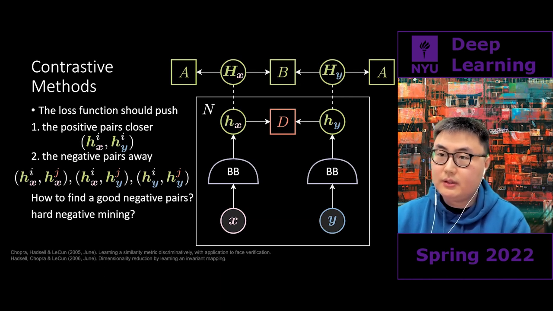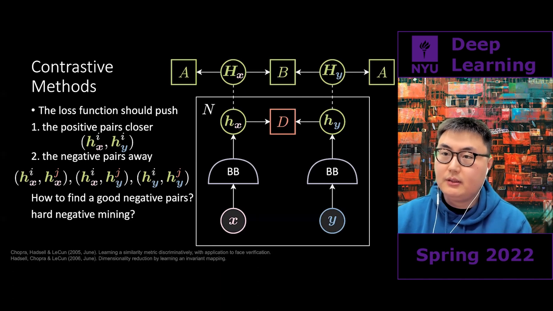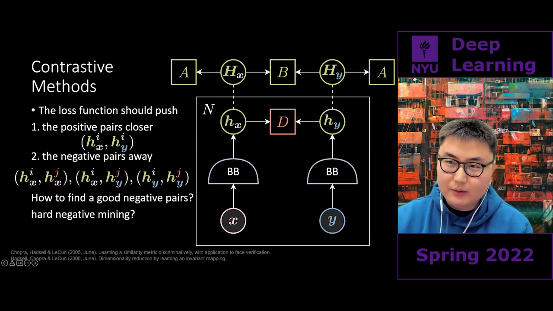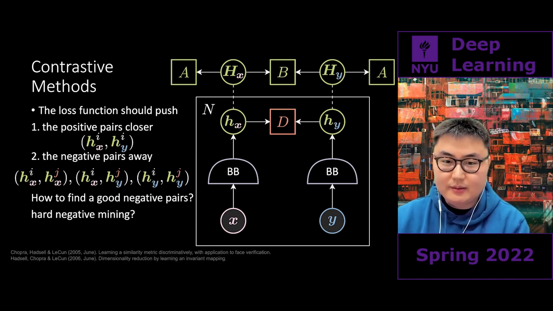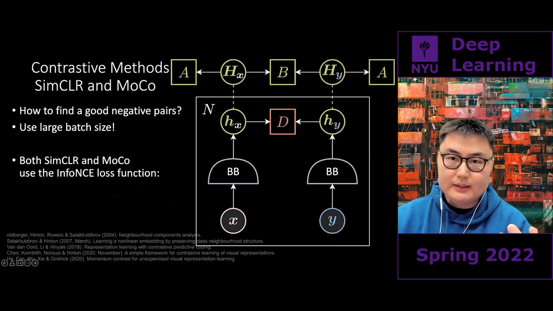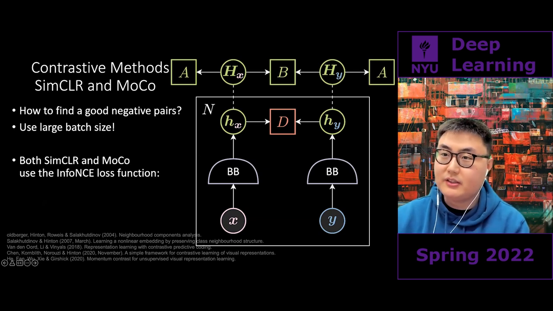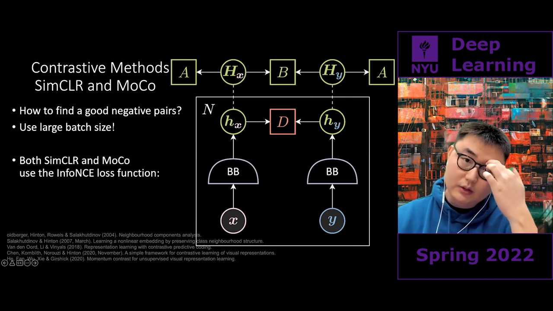Then you use those images as negative samples and use the same person's image as the positive pairs. But in general, it doesn't work very well. So then it's 2005, 2006. Then it came to 2020, when two papers came out, so-called SimCLR and MoCo. And how they solve the issue with good negative pairs is they are actually just using a really large batch size. If you sample a lot of negative images, you will get some good negative samples. So that's how they solve the issue with finding good negative pairs.